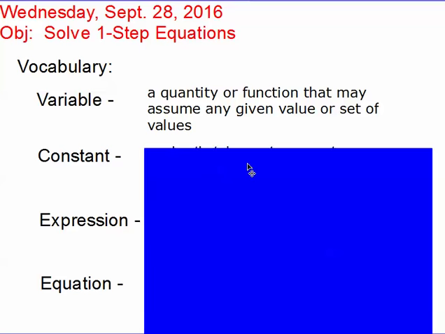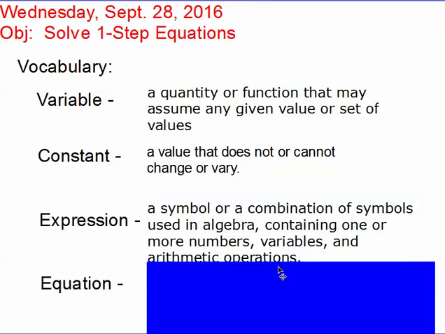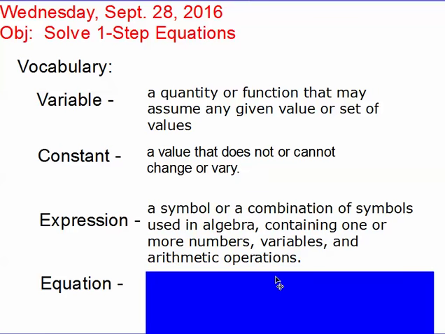Then we have constant. A constant is a value that does not or cannot change or vary. It will stay the same today, tomorrow, next year. It will always stay the same. Expression or algebraic expression. It is a symbol or a combination of symbols used in algebra containing one or more numbers, variables, and arithmetic operations.